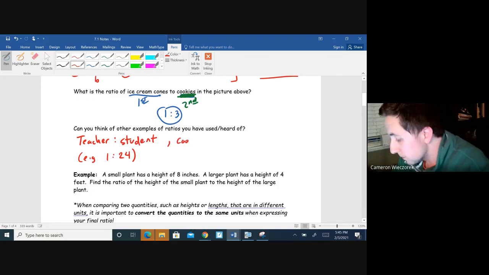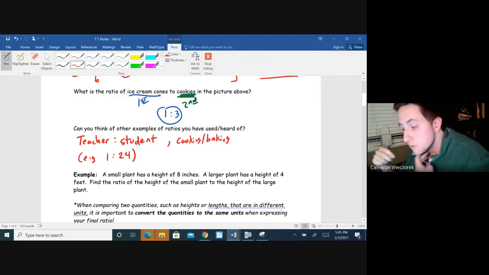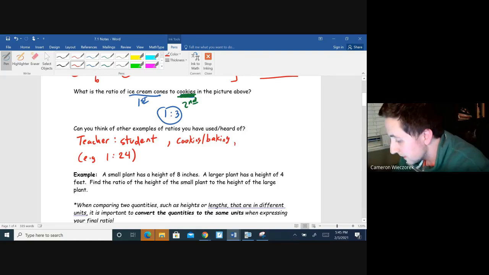Cooking, if you've done cooking or baking, being able to convert things between cups, teaspoons, tablespoons. And I think the most popular example I could think of would be a map scale. If you've ever looked at a map, sometimes you'll see something in the bottom left corner that says like 1 centimeter for every 10 miles.